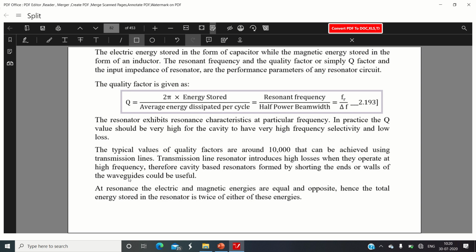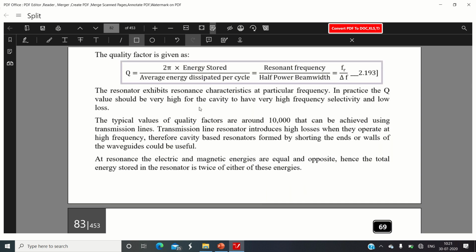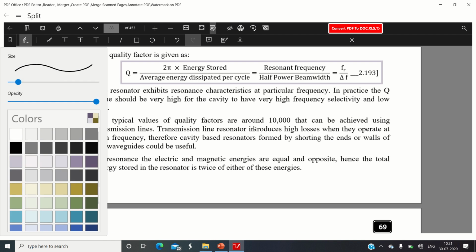We already know that the quality factor for any particular resonant circuit is very high. As the resonator is going to exhibit resonance characteristic at a particular frequency, please remember that the resonator will only start resonating at a particular frequency and not at all the different frequencies. So it is a very selective circuit, and we can say that a resonator possesses very high frequency selectivity. The typical values of the quality factor associated with a resonator circuit will be in the range of around 10,000, which is specified over here.